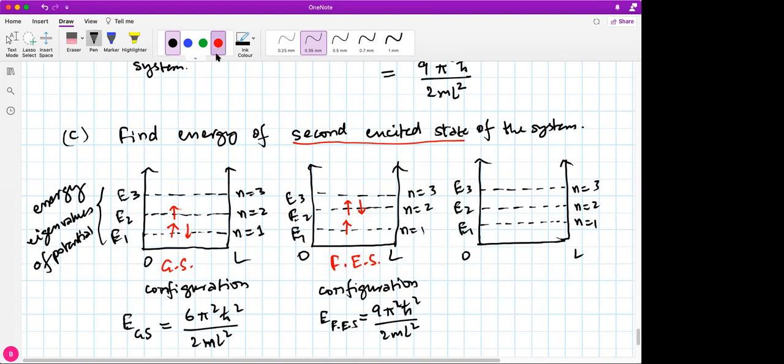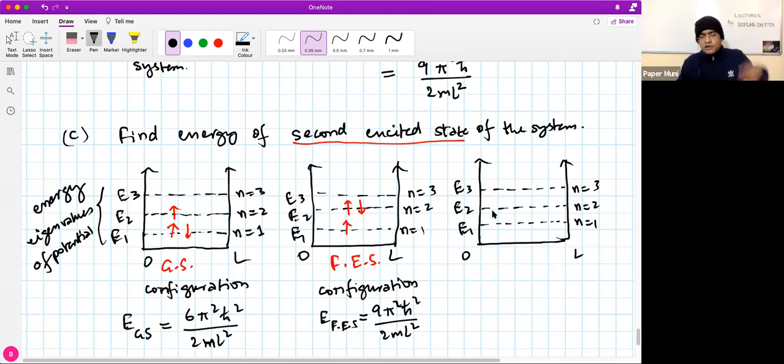Now let's talk about this system. What could be the next state? Somebody said that we should promote this to this. So calculate the energy in that case.